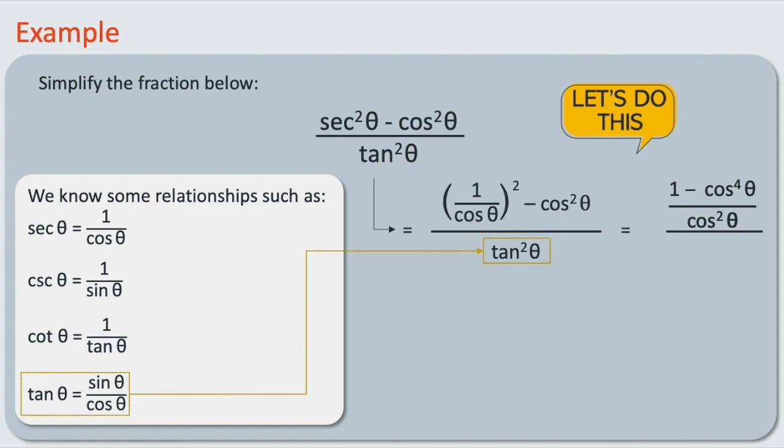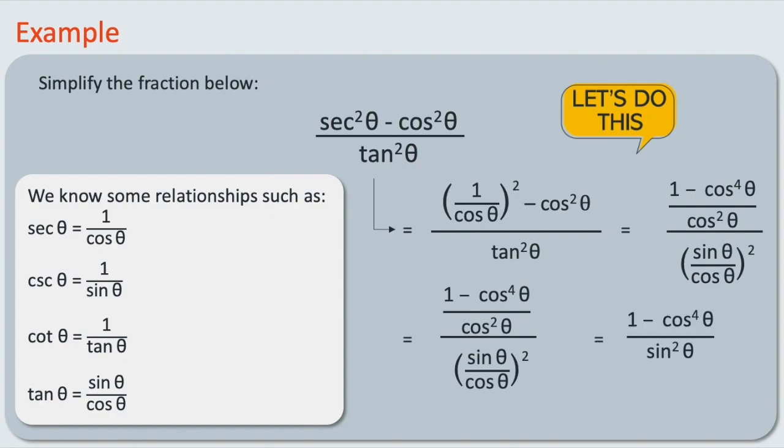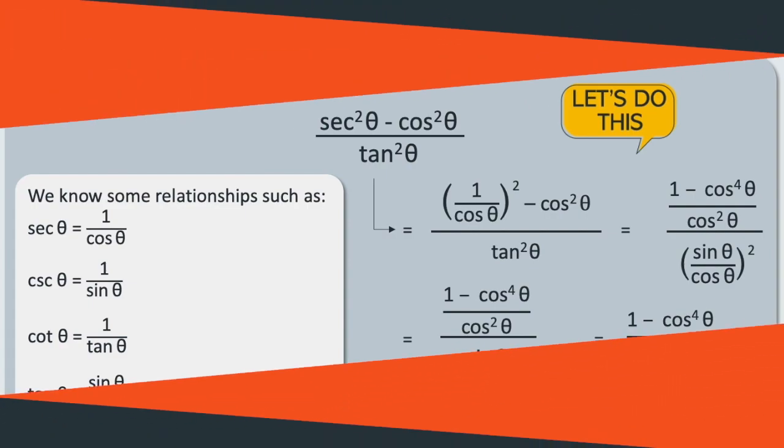Denominator: tan theta squared. We can substitute in for tan theta. And now for the denominator we get sine theta divided by cos theta, squared. And finally, by expanding the squared function in the denominator and dividing by cos theta squared, we now have 1 take away cos theta to the power of 4, divided by sine theta squared.